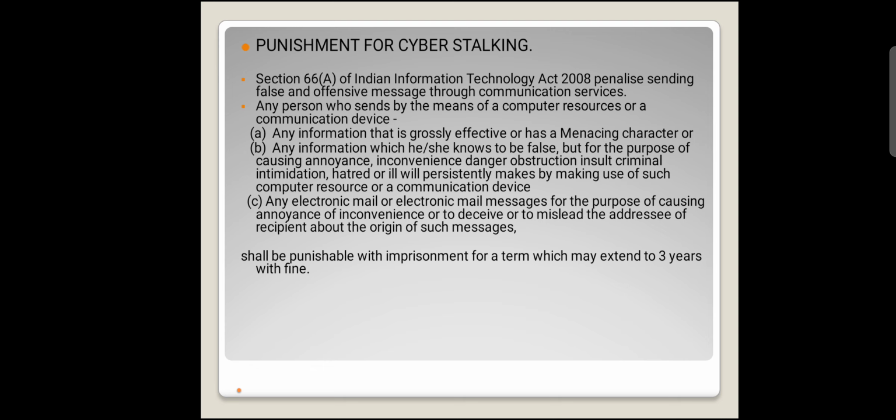or any electronic mail or electronic mail message for the purpose of causing annoyance or inconvenience, or to deceive or to mislead the addressee or recipient about the origin of such message, shall be punishable with imprisonment for a term which may extend to 3 years with fine.